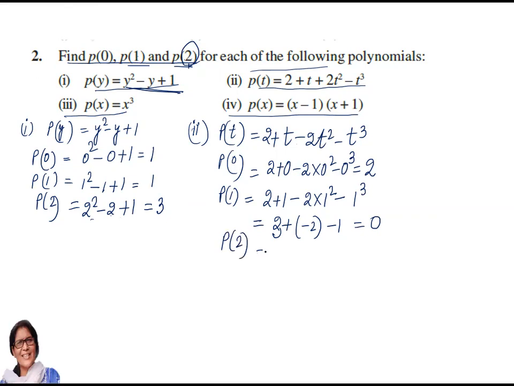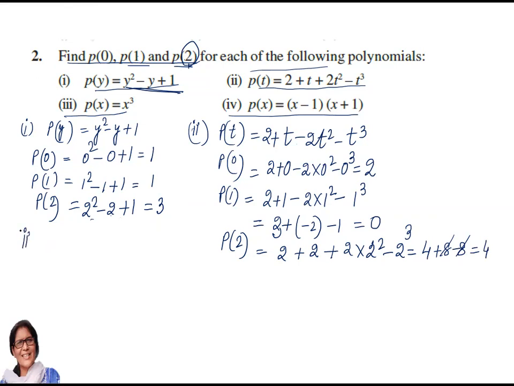Next I'll go for P2. P2 will be how much? P2 is equal to 2 plus t is equal to 2 again, plus 2 into t square, 2 square minus 2 cube. You can simplify yourself. 2 plus 2, 4. 4 plus 8 minus 8. Cancel, answer is 4. So second part is over. Coming to third part.